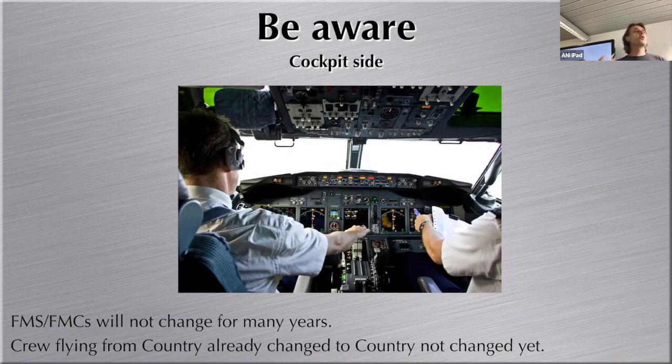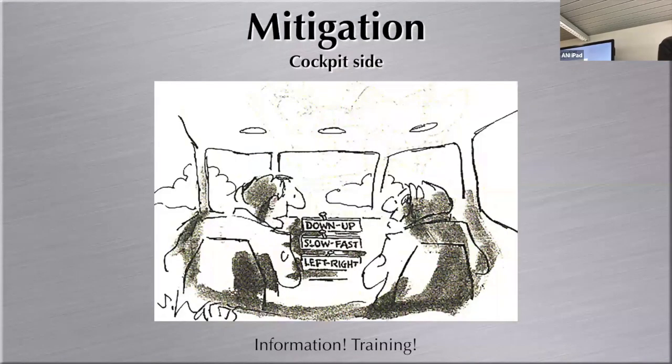There is no uniform way, as we heard from Peter before, that systems on board actually show the names of the charts anyway. So it's different from product to product, because that's an unstandardized area. What is obviously a little bit critical now is that you have crews flying from a country where the change has already been made to a country where the change has not been made. We need to mitigate that with information and training. So we need to inform the pilots what this all is about.